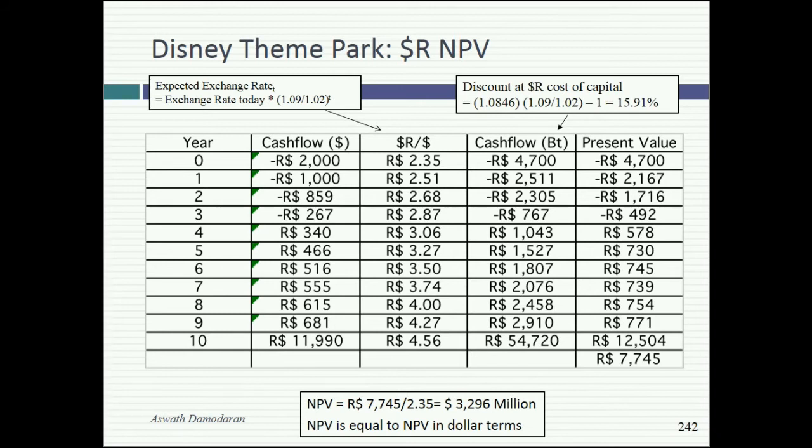And I discount those, it says, but it should really be dollar-real cash flows. I discount them back at a real cost of capital. What I get as my net present value is 7,745 million reais in today's terms. Since they're in today's terms, I can divide by today's exchange rate, and guess what I get? I get exactly the same net present value that I got if I'd done everything in US dollar terms.